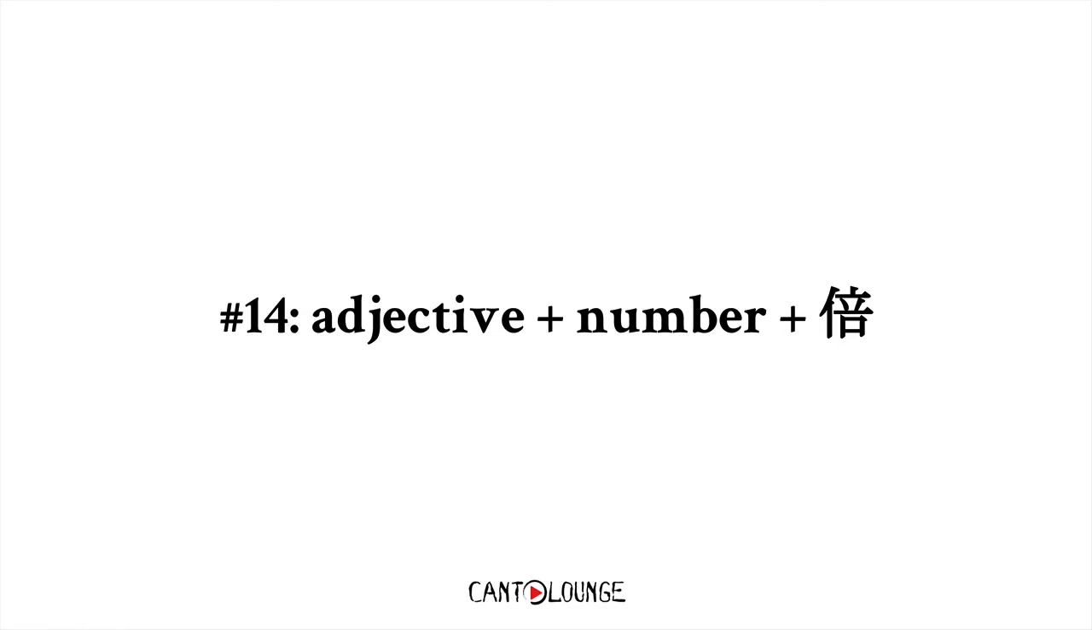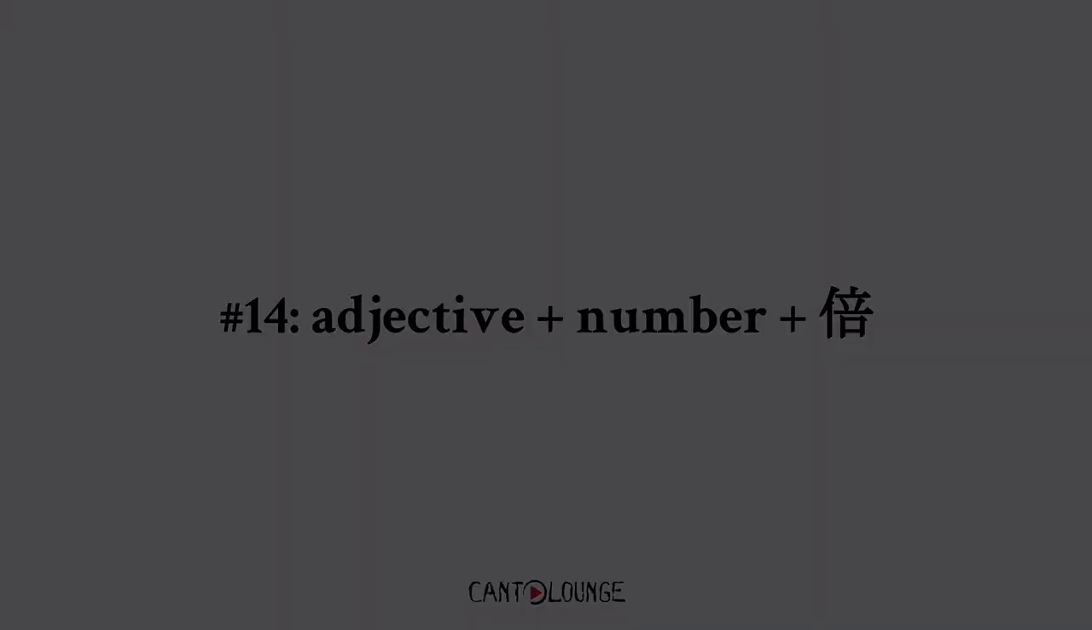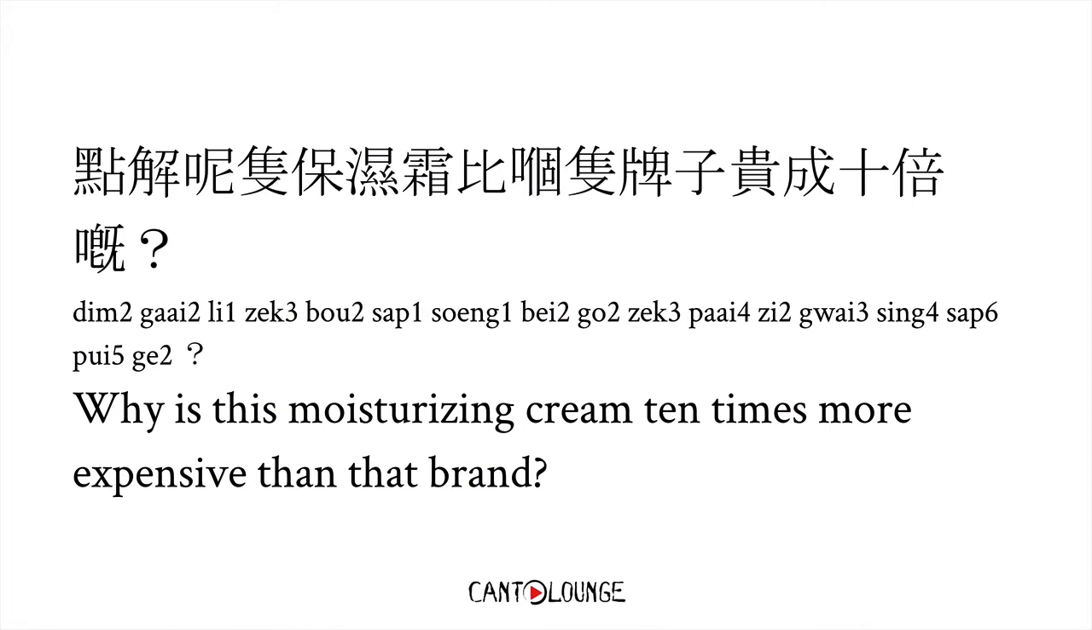Number 14, we have adjective plus number plus 倍. So sometimes we want to be a little bit more precise in comparing things. This is usually used in the context of comparing prices. So for example, we have here 貴成10倍. So expensive by a factor of 10 times, right? 10倍, 10 times. So that's how you say it.